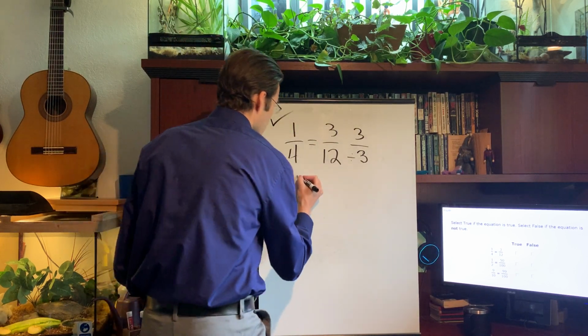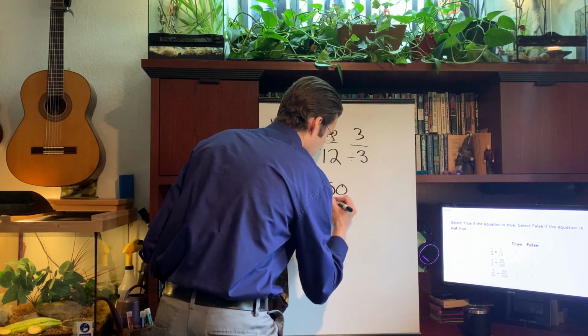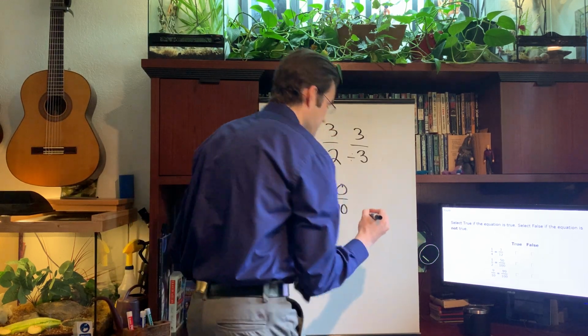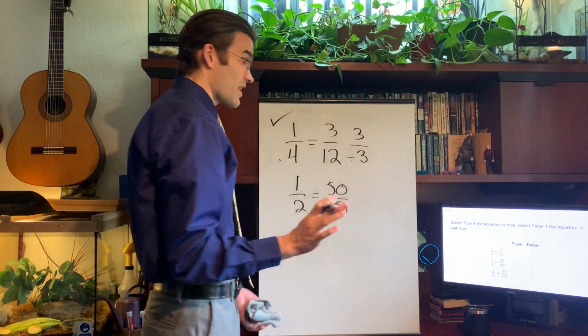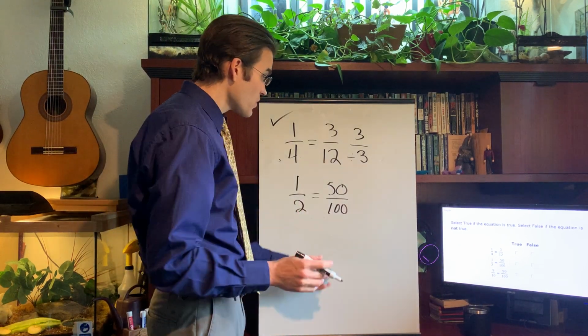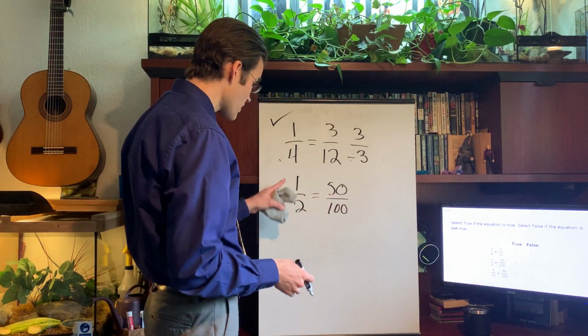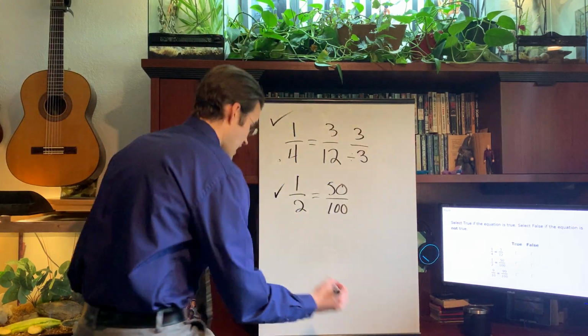Now, the next one is 1/2 is equal to 50 over 100. They're equal. I don't really think I need to do a whole lot on this. You guys have done this before. 50 over 100. 50 is half of 100. 1 is half of 2. We're good. Okay. Let's look at the last one.